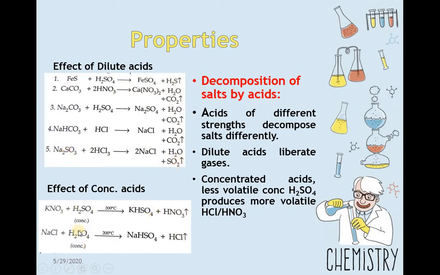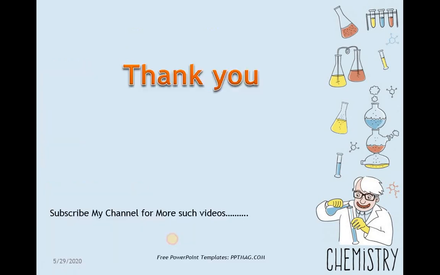Now, concentrated acids: a less volatile acid gives you a more volatile acid. When concentrated, less volatile sulfuric acid reacts with potassium nitrate, it gives you nitric acid, which is more volatile. Here with NaCl it gives more volatile HCl, that is hydrochloric acid. So this is the end of the properties. Thank you.